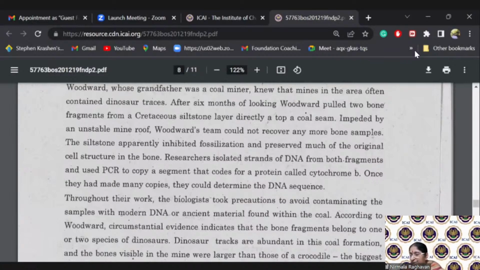This is a bit of a tough passage because it is a scientific passage on DNA. Some of you might find it difficult, but don't lose hope. It's quite easily understandable.